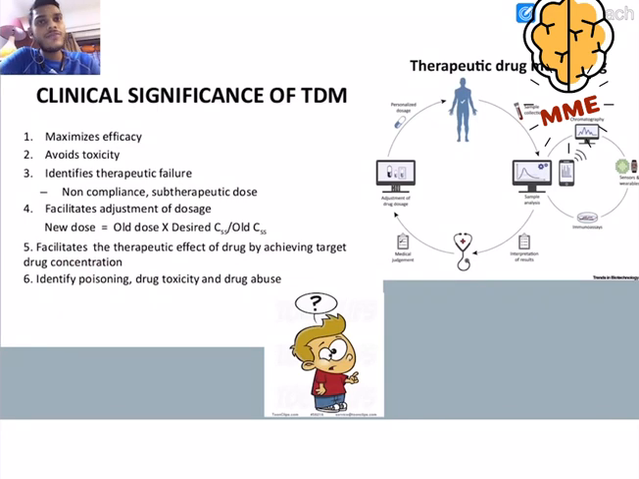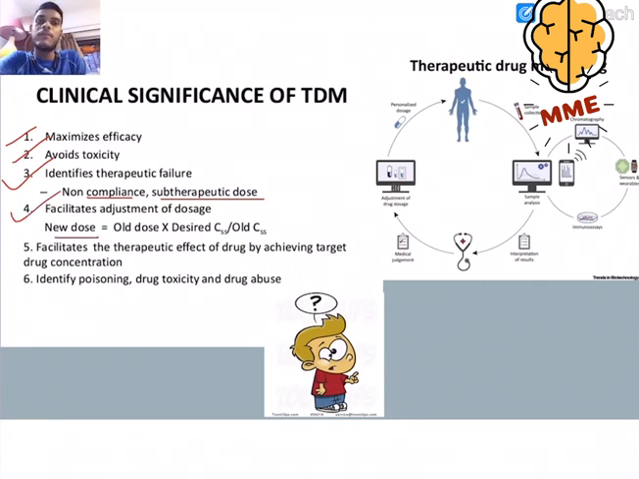Now, what is the clinical significance? Therapeutic drug monitoring is very important because it helps us to maximize the efficacy of the drug. It helps us to avoid toxicity, like I told you. We can identify therapeutic failure. And what do we mean by therapeutic failure? If a patient becomes non-compliant, or we are administering the drug at a sub-therapeutic dose with respect to that particular patient. Then we can adjust the dose, like I told you.